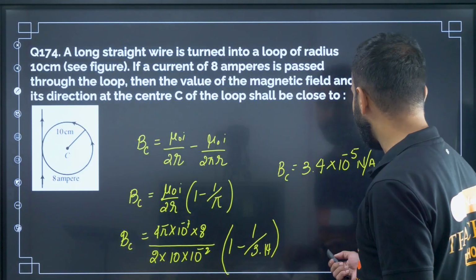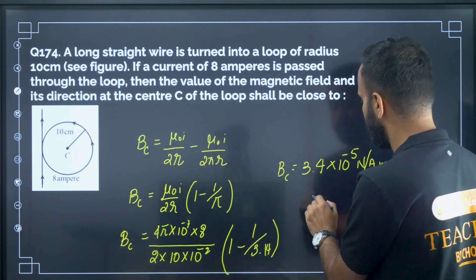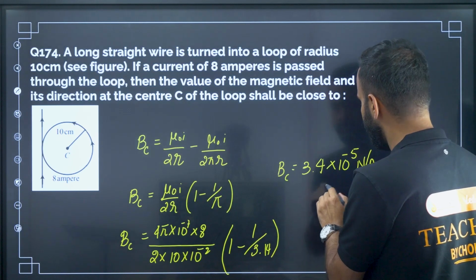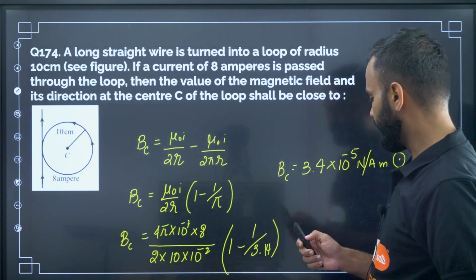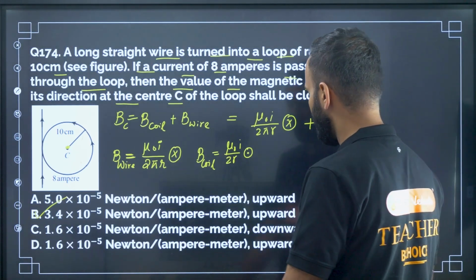Okay, now what is the direction? The direction is outward, right? The direction is outward from the plane. Okay, so the correct option is B.